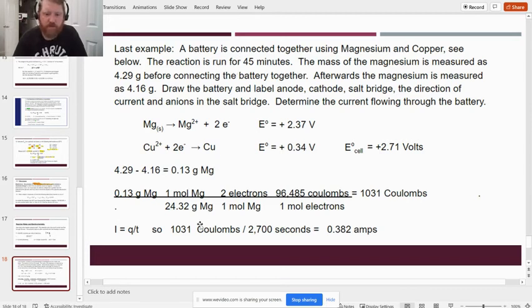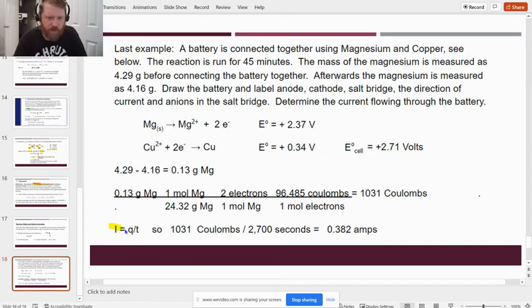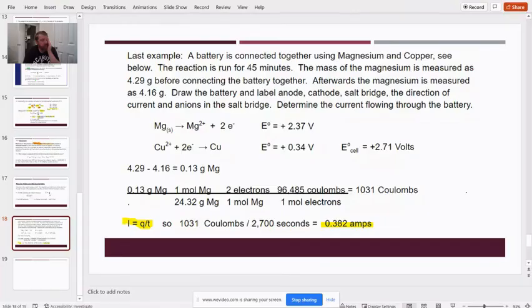It took 45 minutes. So I'm going to say the charge, I'm down here. Let me highlight where I am, what I'm doing right now. I'm using the equation I equals Q over T. Where was I? My camera cut off for a second, and I just realized that as I was all done. I thought I was done. So I equals Q over T, where Q is that charge. It's the number of coulombs, 1,031 coulombs.